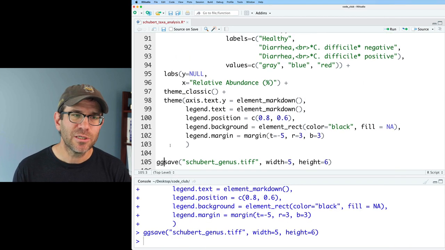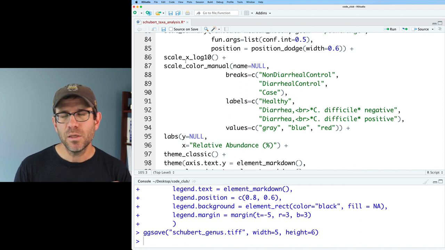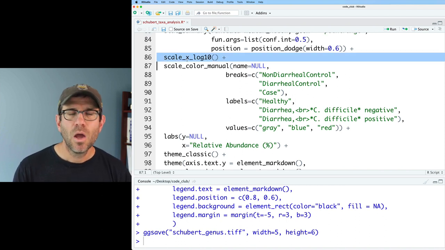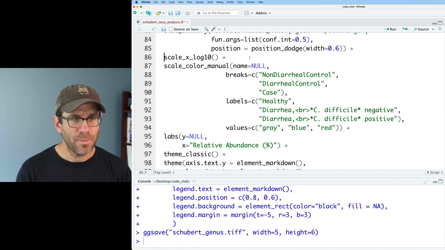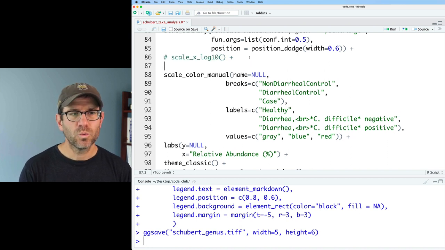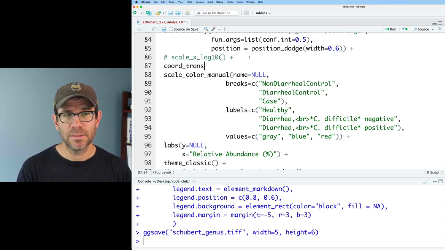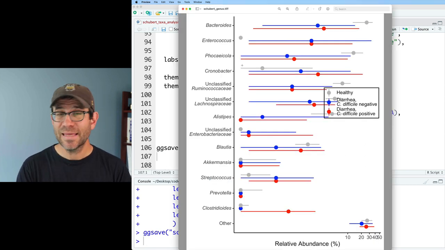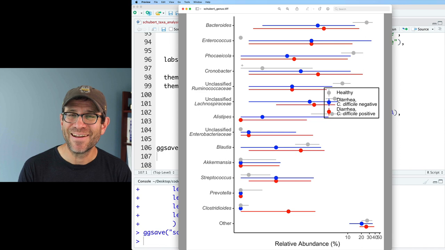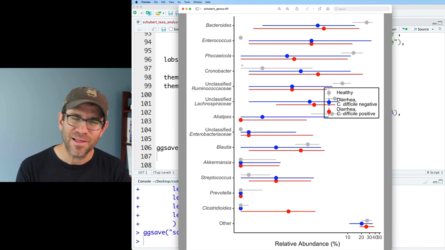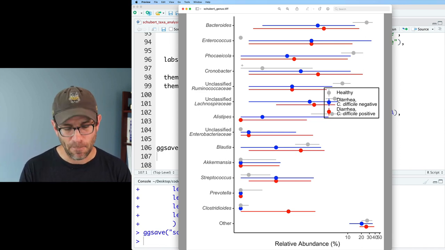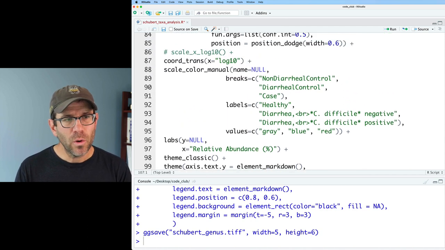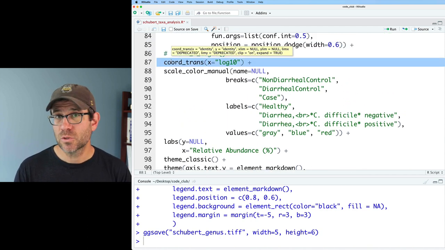Something I want to call your attention to, however, is that we use scale x log 10. There's another option that we might take, which would be to do coord trans and then say x equals log 10. And that gives the same output, right? The x-axis styling is a little bit different, but this gives us the same output. I am going to encourage you to use coord trans.